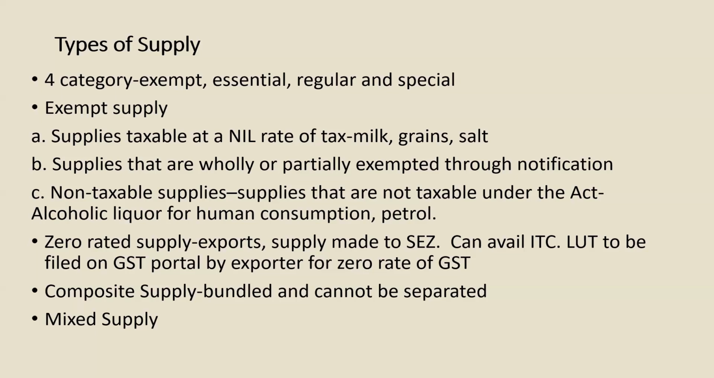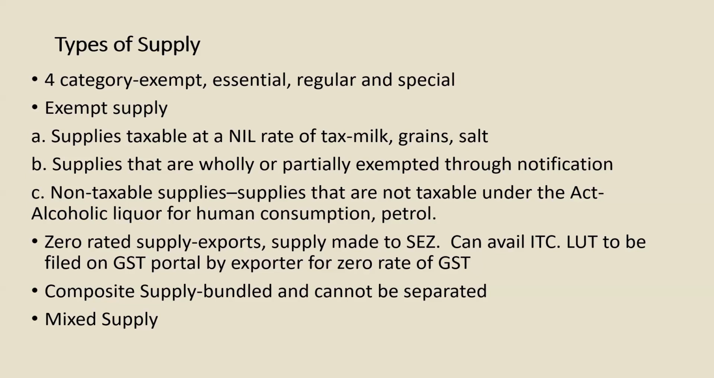The second one is what is called zero rated supply. So the rate of tax or GST will be zero, not nil. This applies to exports. So if you're exporting any service to a foreign person, then that is what is covered under zero rated supply. So if I were to supply any service to a foreigner, that will be a zero rated supply because it's an export. Even supply made to a special economic zone is also zero rated.